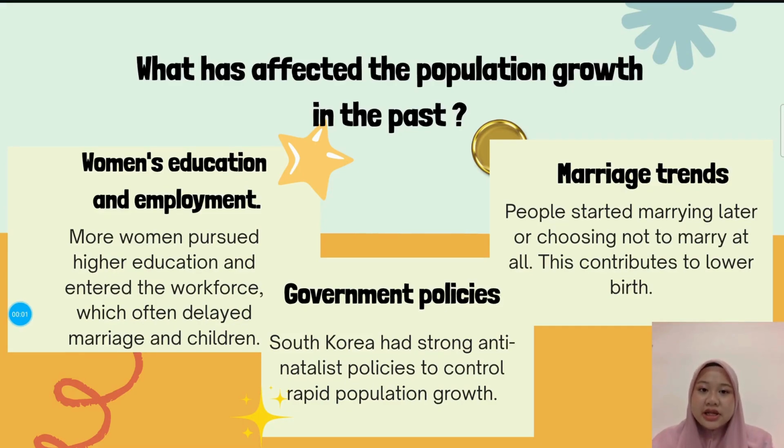So, what has affected the population growth in the past? First, women's education and employment. This is because more women pursued higher education and entered the workforce, which often delayed marriage and children. Second, the government policies, as South Korea has strong anti-natalist policies to control rapid population growth. And lastly, marriage trends. People started marrying later or choosing not to marry at all. This contributes to lower birth.